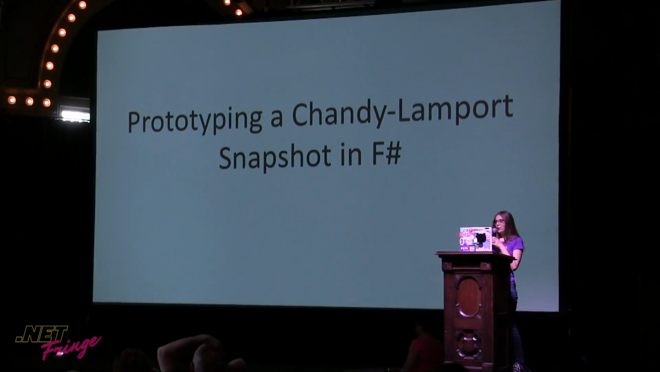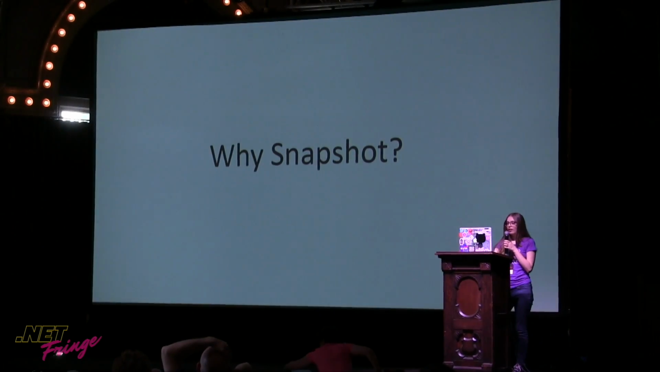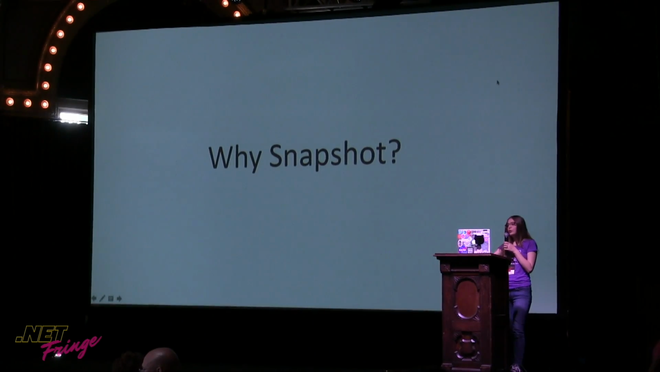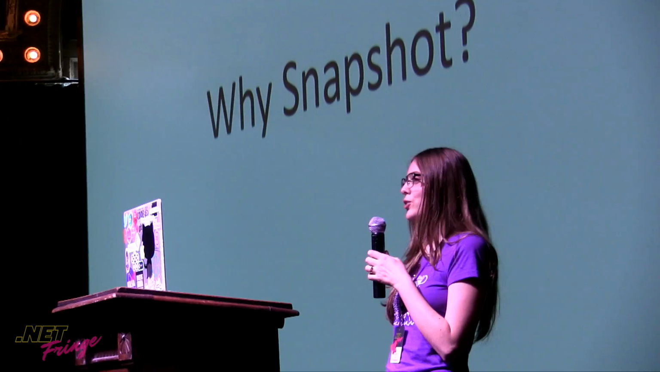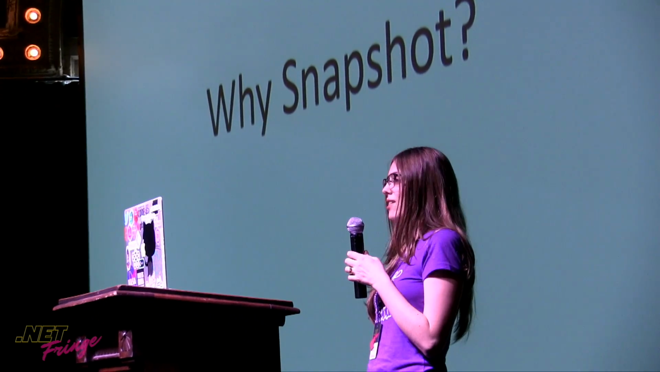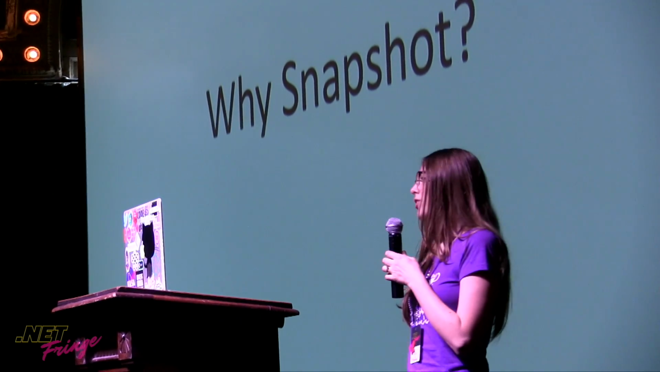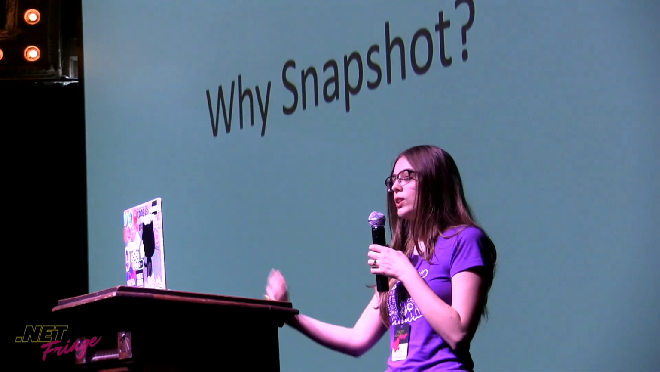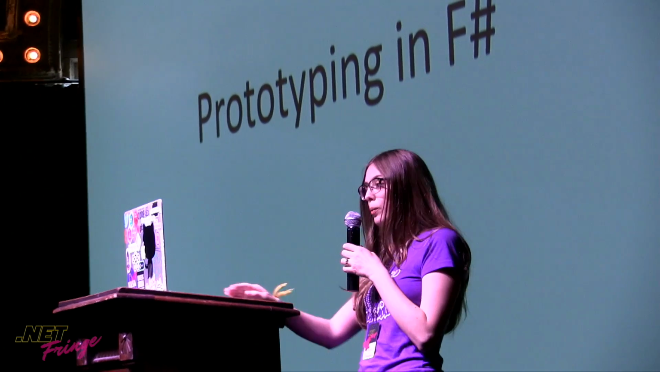So I'm going to show you how to prototype a distributed snapshot algorithm in F#. We can use snapshot algorithms for checkpointing systems, for future recovery, for deadlock detection, termination detection, ensuring consistency of the system. And there are many approaches on how to perform snapshots. For example, some of them are based on marker messages, some of them use clocks. And I'll show you how to actually prototype it in F#.